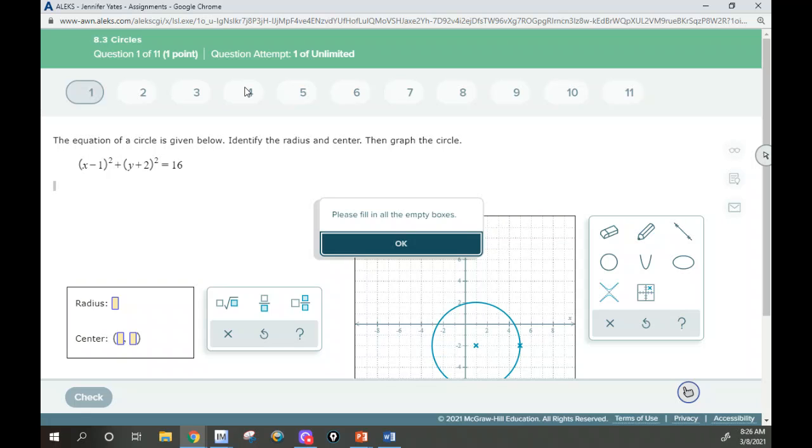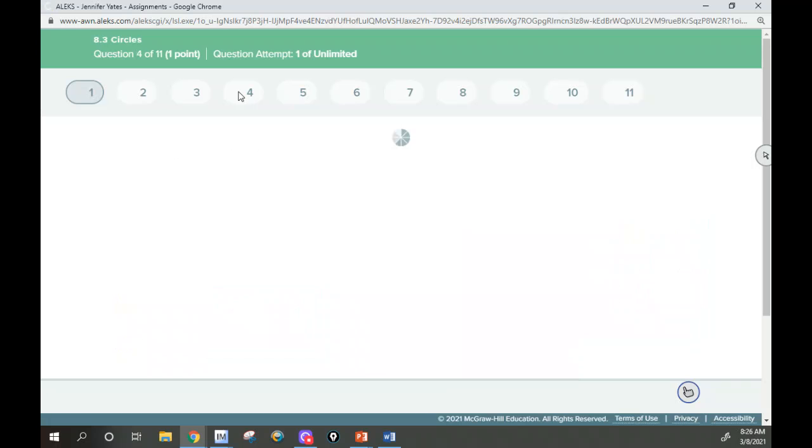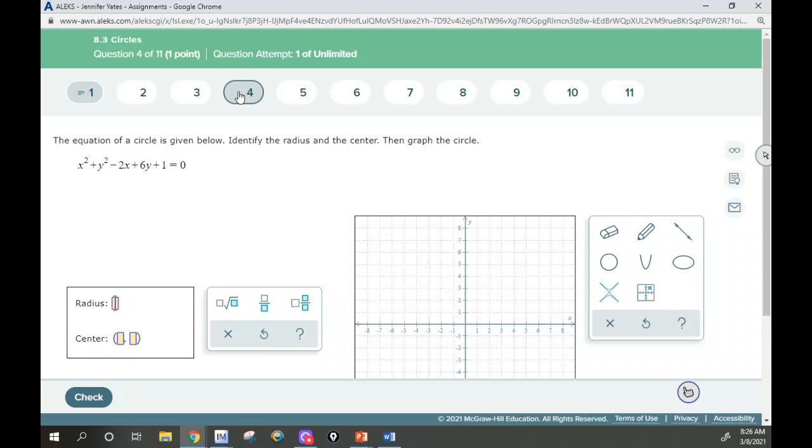Well, let's jump over here, though. What am I going to have to do to that equation before I can graph the circle?